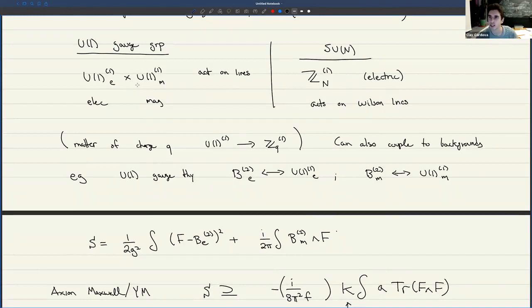If I quantize it on S3, I won't see any representations of that. The local operators are not in representations of these groups. But if you quantize it, say on S2 times S1, you will see it. So in order to start finding representations of P-form symmetries, you need to be on space manifolds that have P cycles. Okay, great. Thank you.